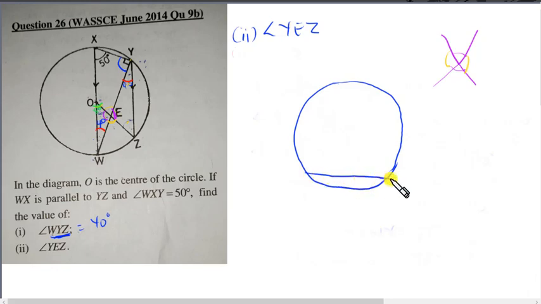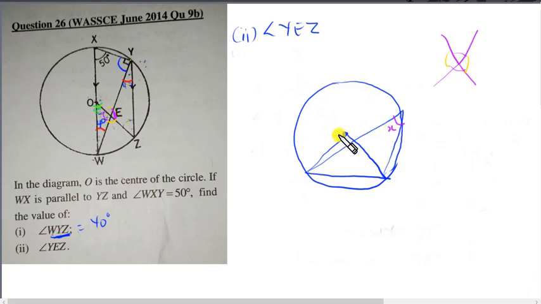Okay. So let's see if I can do a better job this time around. Okay, that's relatively better. Okay, not too bad.